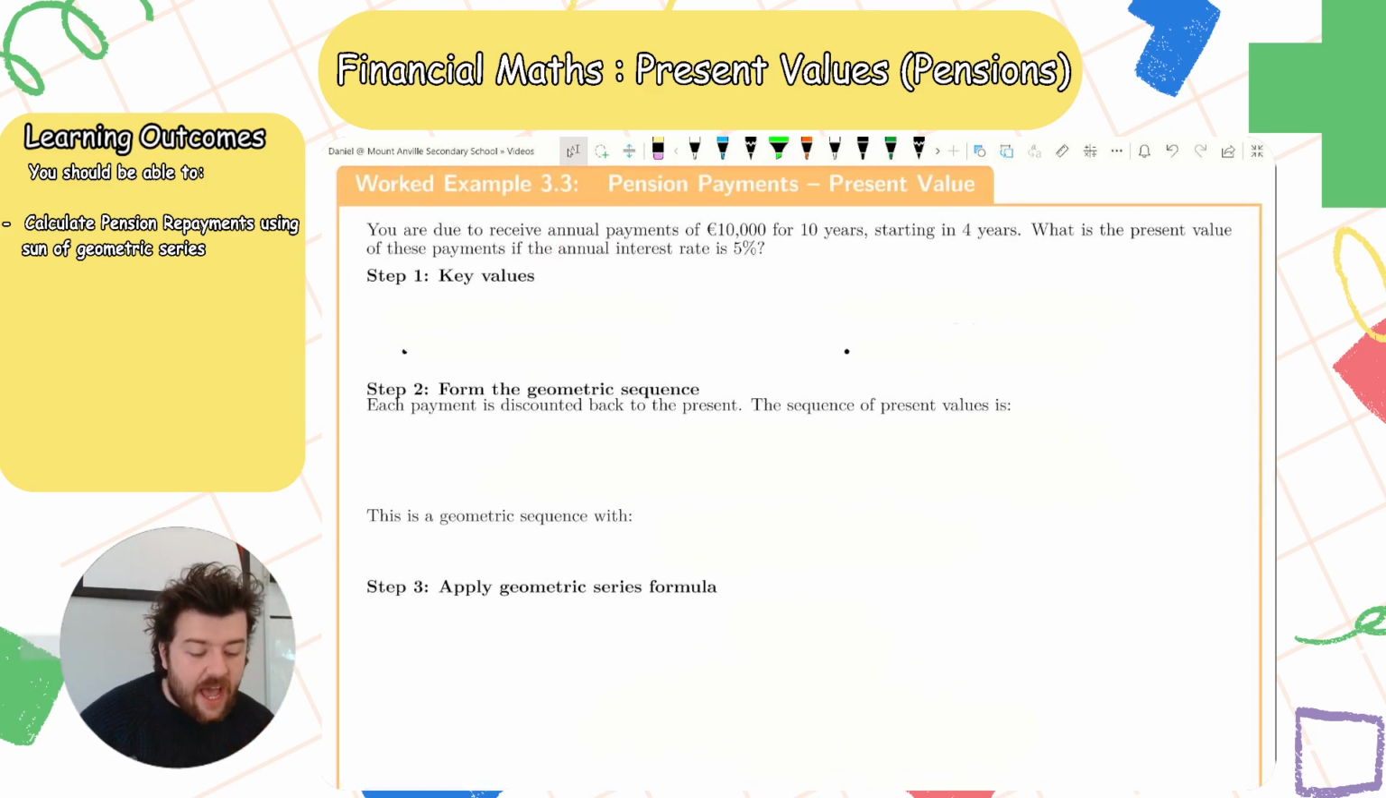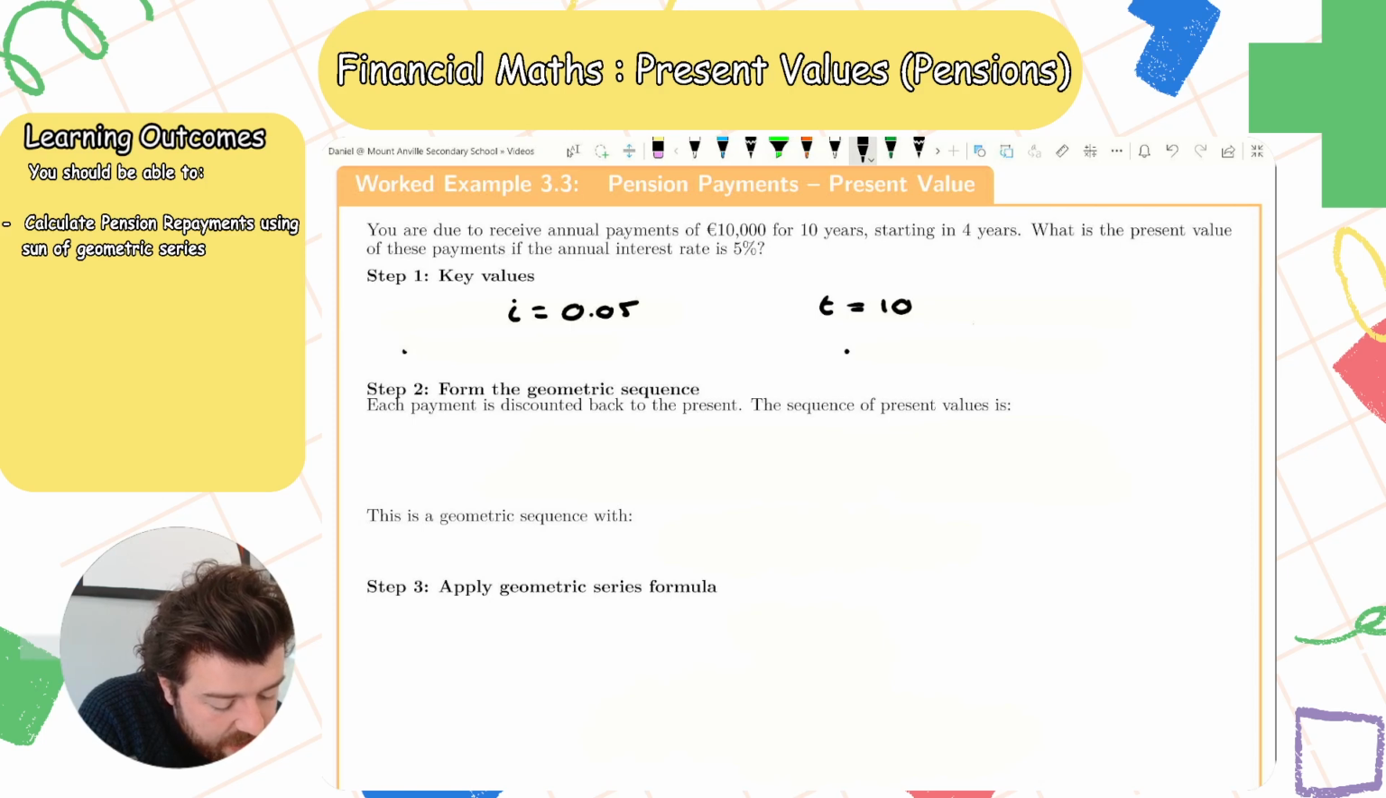You are due to receive annual payments of €10,000 for 10 years, starting in 4 years. What is the present value of these payments if the annual interest rate is 5%? Well, annual payments and interest rate 5%, so I don't need to change my interest rate here. So my interest rate is 0.05. My time here, or N, seems to be 10 years, or 10 repayments.